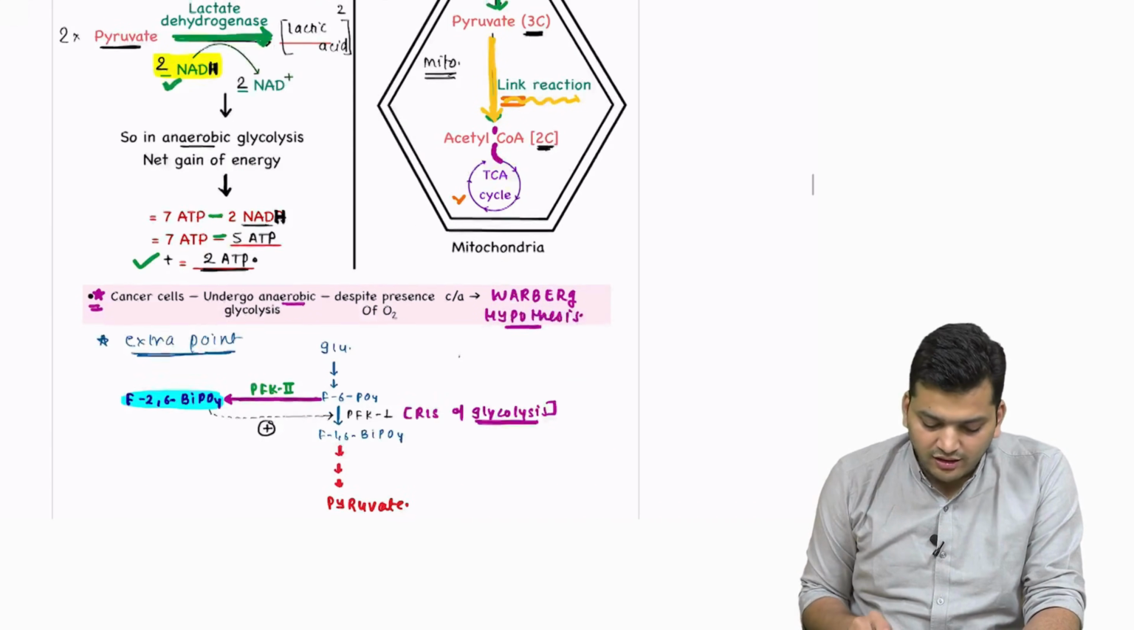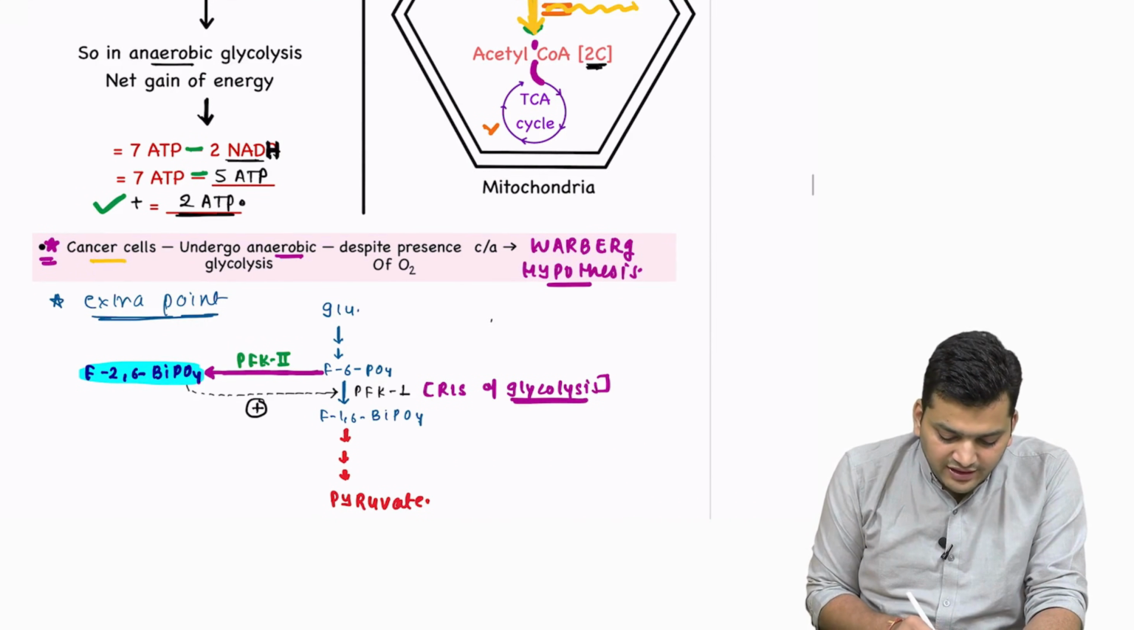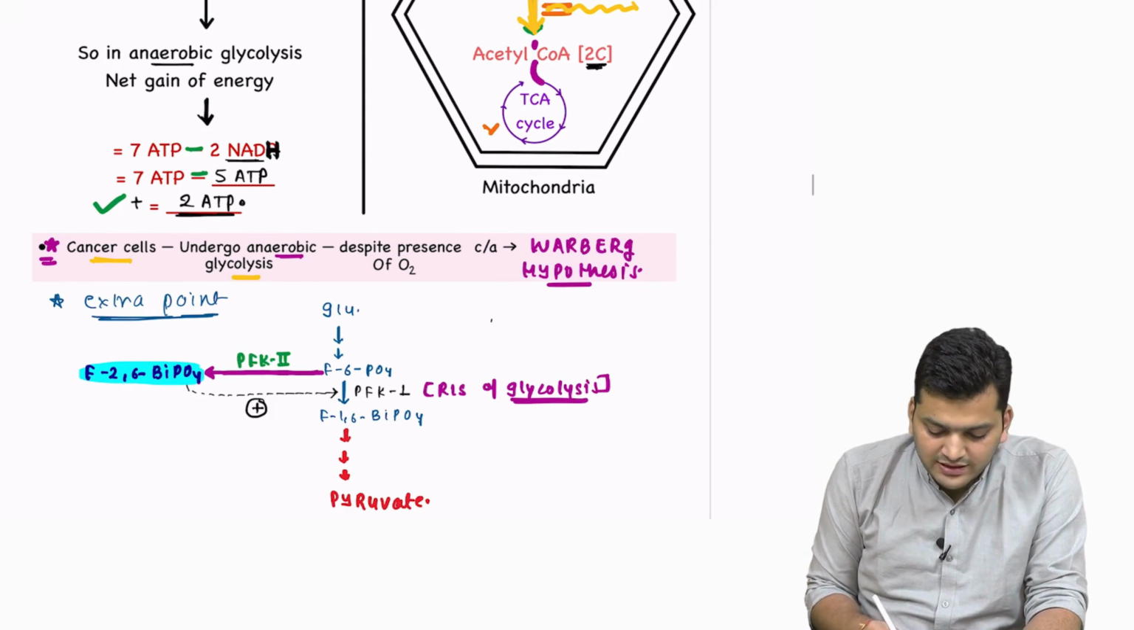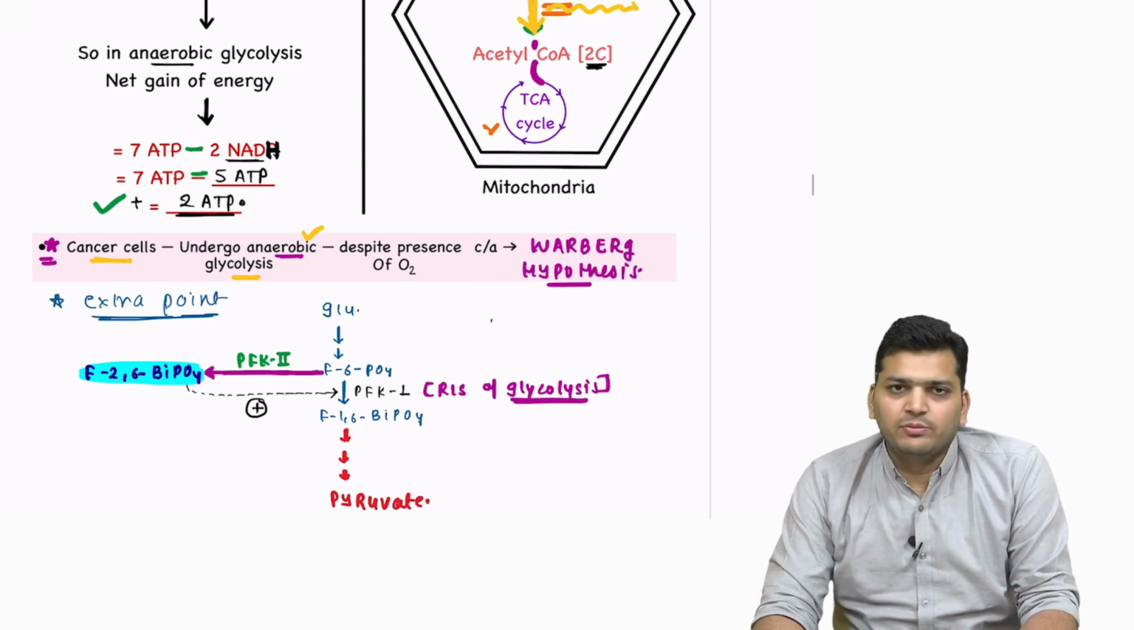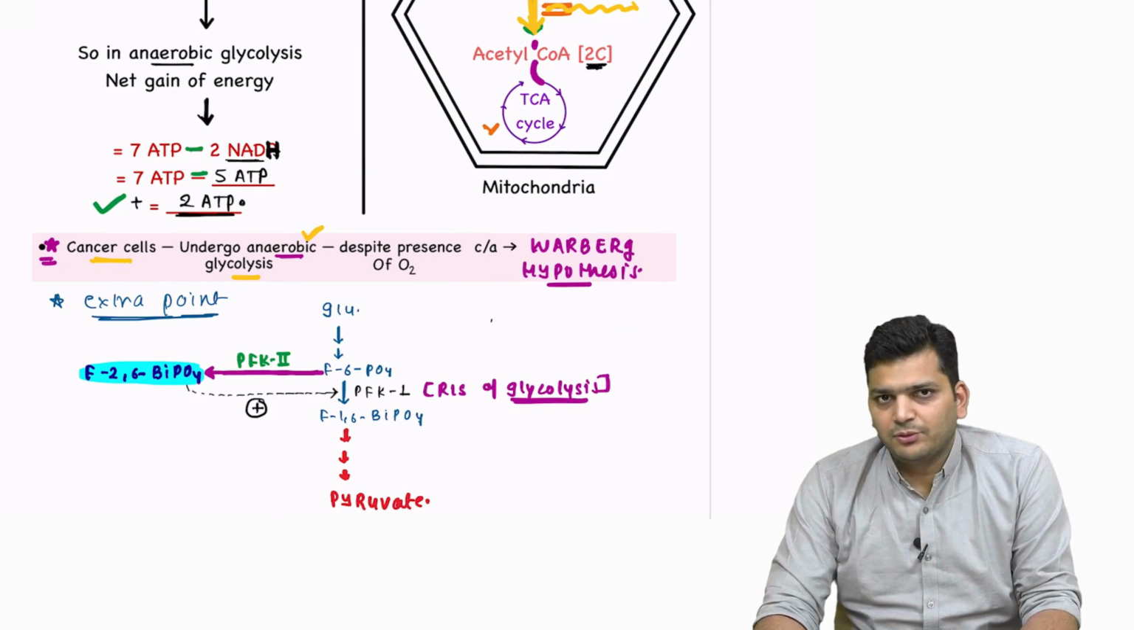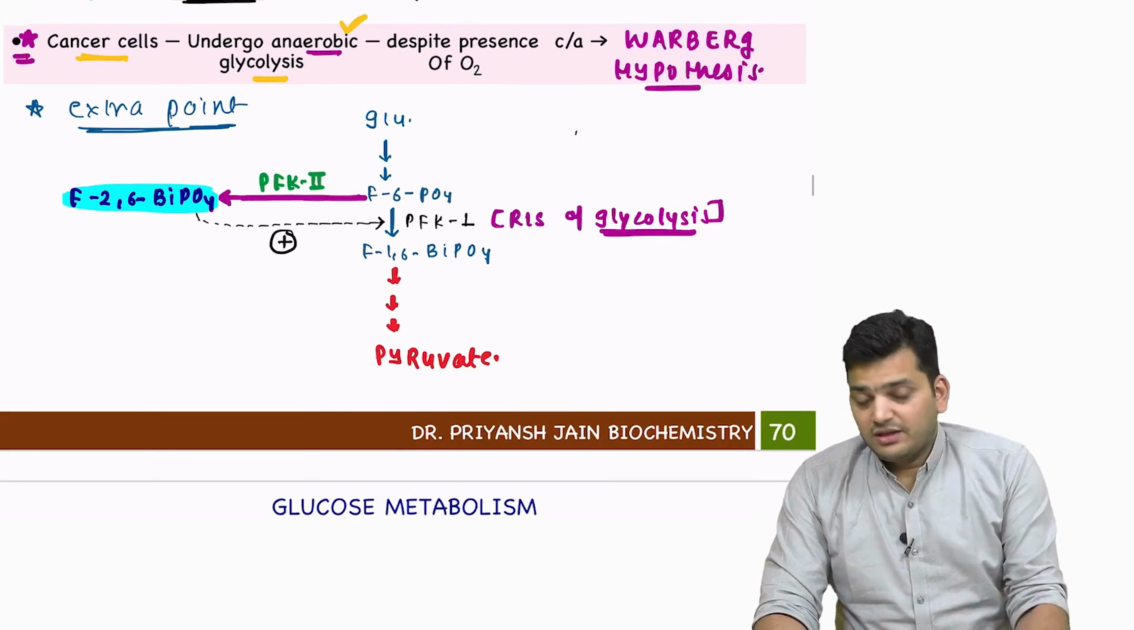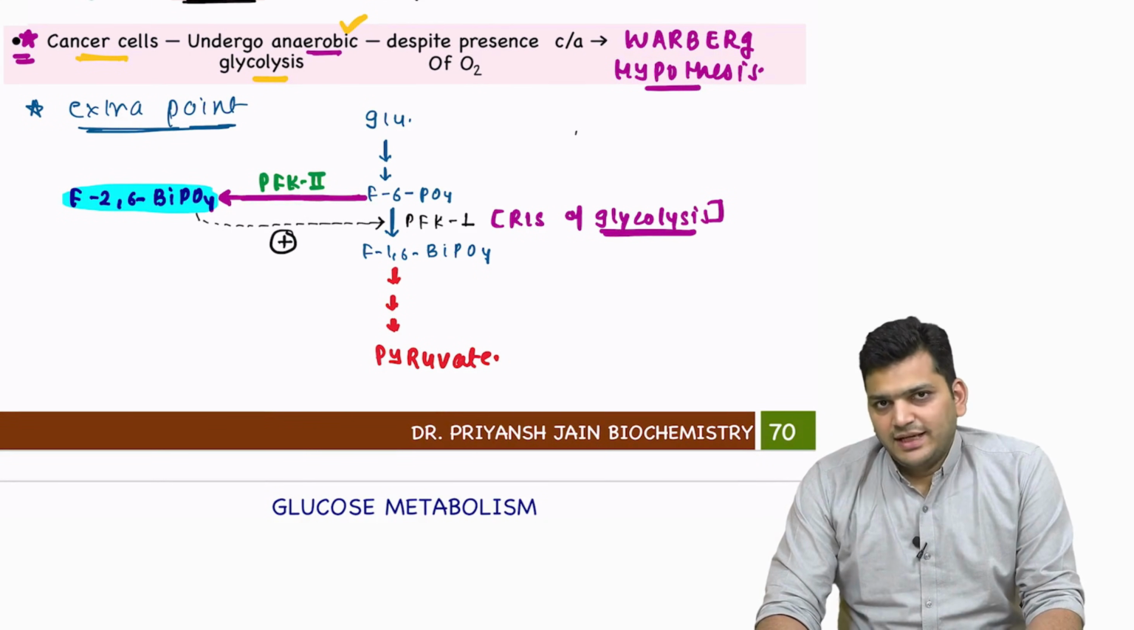So a question is asked: in the cancer cell, which type of glycolysis are we normally seeing? It is the anaerobic glycolysis. This is called the Warburg hypothesis. Let's understand one more extra point, and I want the answer from your side this time.